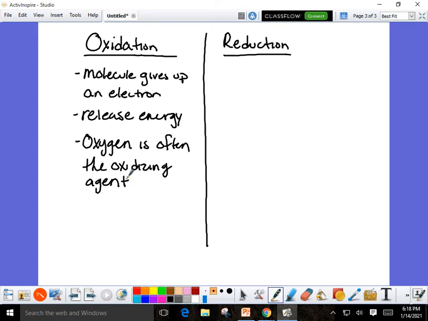Because remember yesterday I was talking briefly about water and how oxygen is an electron hog, and so oxygen likes to come in and take up as many electrons as it can so that it can fill up its outer shell. Now in reduction, it's the opposite. In reduction, the molecule is gaining an electron. So when one molecule has given up an electron, another one is going to take that electron.